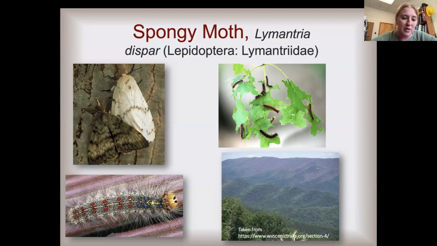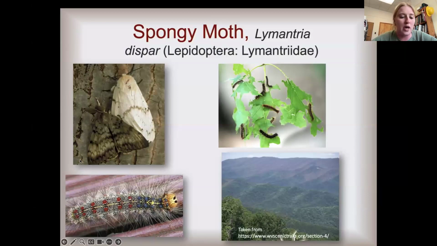In the top left corner here, you'll see 2 moths, and the white one is actually the female. They're sexually dimorphic. While it has wings, what's really interesting about the female is that they're non-mobile. They can walk, but they can't fly. And then the male is brown in color, so a little bit more camouflaged.